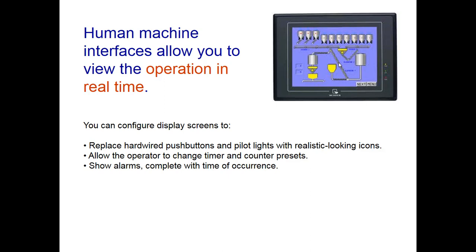So once again, it replaces a lot of those hardwired push buttons and stuff with realistic looking icons. It shows alarms and times and how well the process is running. You can change timer and counter presets and recipes to get things running longer. If you need to mix this longer, or heat this longer, you can make those changes on the HMI without having to get in and reprogram the PLC.